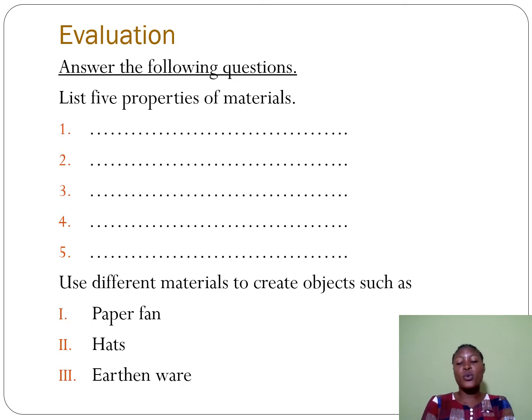Good. So we move on to our evaluation for our lesson today. You are to answer the following questions. List 5 properties of materials. Then the next one, you are to use different materials to create objects such as 1. Paper fan, 2. Hats, and 3. Earthenware, which we all know to be called asanka or Iowa. So 1, you are to use any material to create a paper fan, 2, to make a hat, and then the last one to do an earthenware bowl.